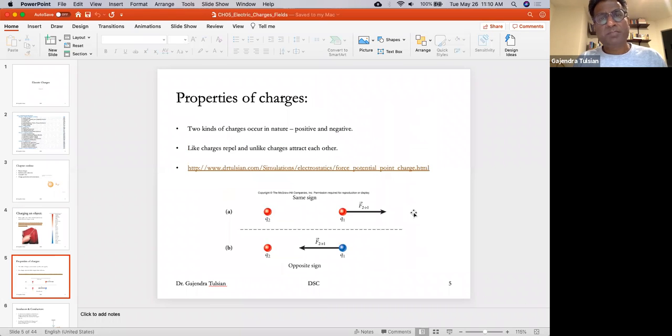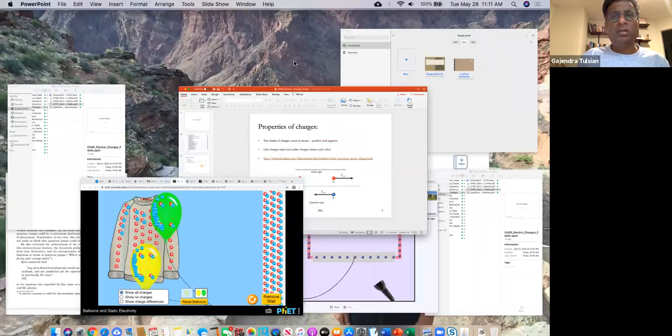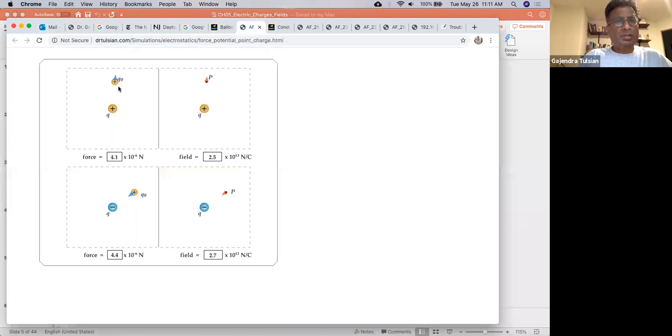So, as you all know, like charges repel each other and unlike charges attract each other. Two positive charges will repel each other, two negative charges will repel each other, and a positive and a negative charge will attract each other. Here's a simulation showing this. Here are two positive charges, and you see they're repelling each other, and the repulsive force is radially outward.